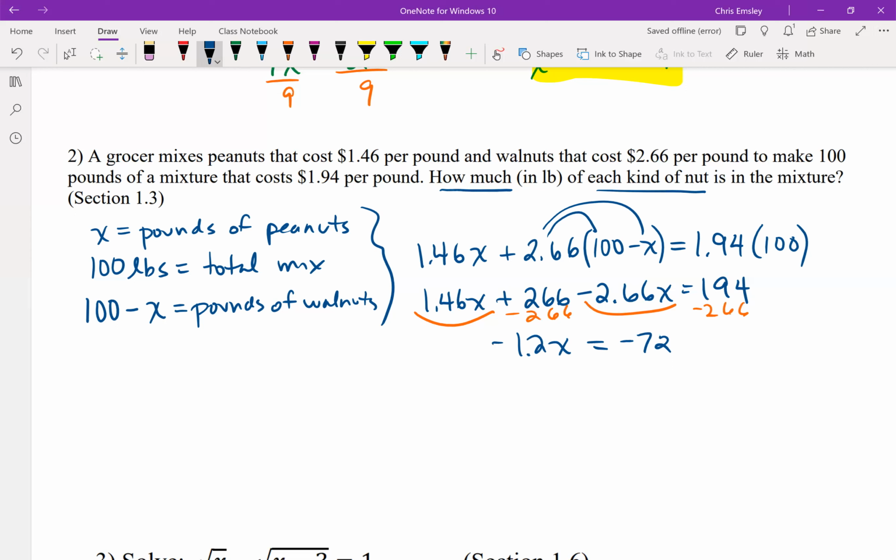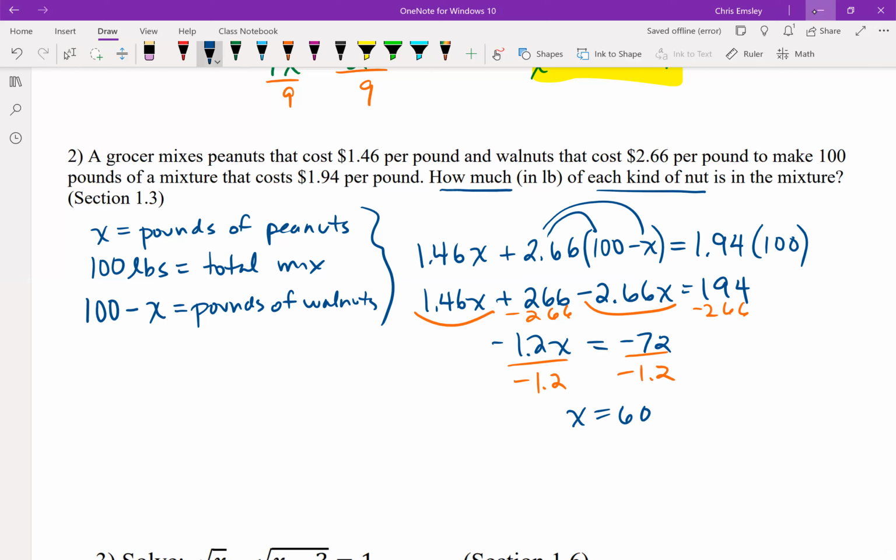Then our last step, we're going to divide both sides by negative 1.2. And negative 72 divided by negative 1.2 gives us an answer of 60. X equals 60.